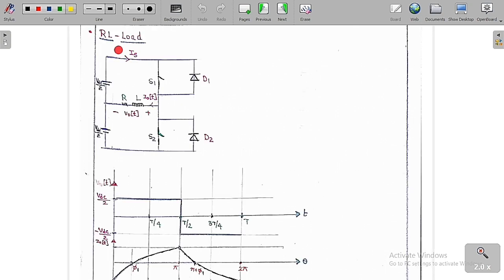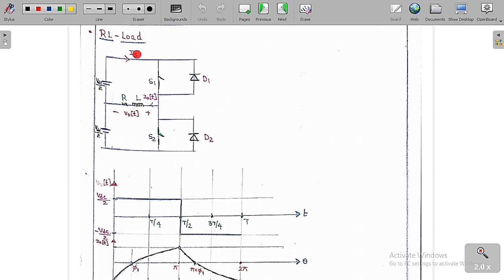So now we are going to learn about the RL load. For the RL load, now we are going to discuss the concept. Just we have replaced the L load by the RL load, same as the previous circuit. VDC by 2, VDC by 2, switch S1, switch S2, diode D1 and diode D2. The output voltage is plus or minus V naught of t, and the output current is I naught of t. And IS is called the source current. These are the switch currents IS1 and IS2. So this is the source current IS.